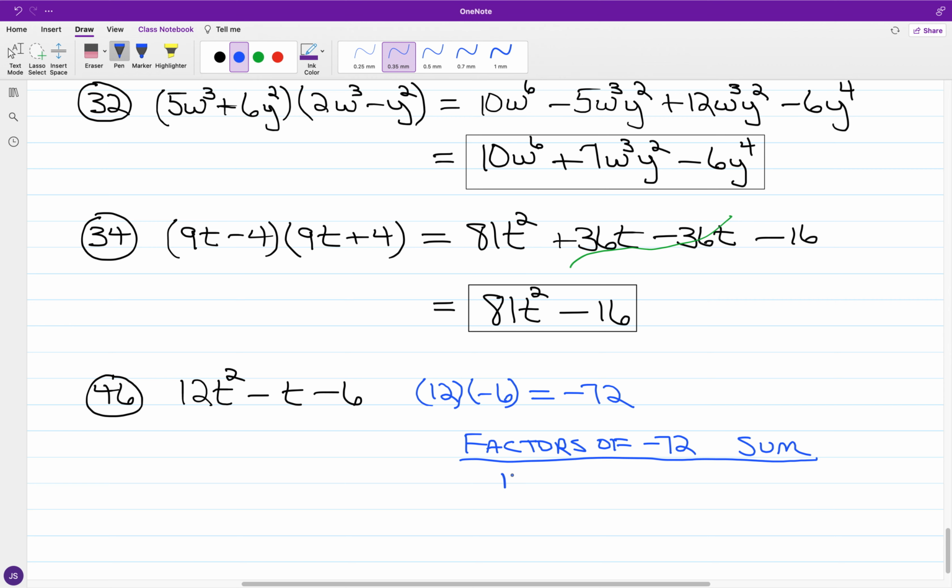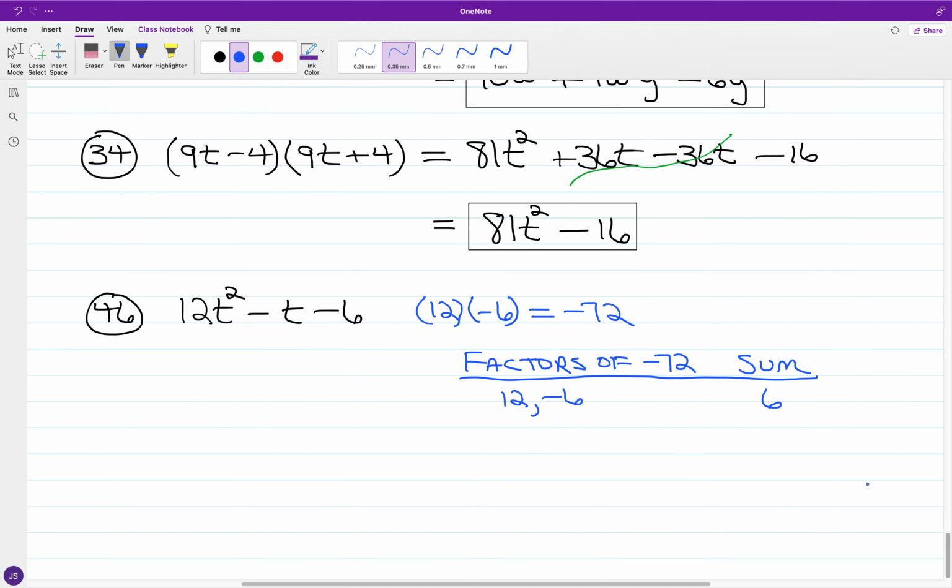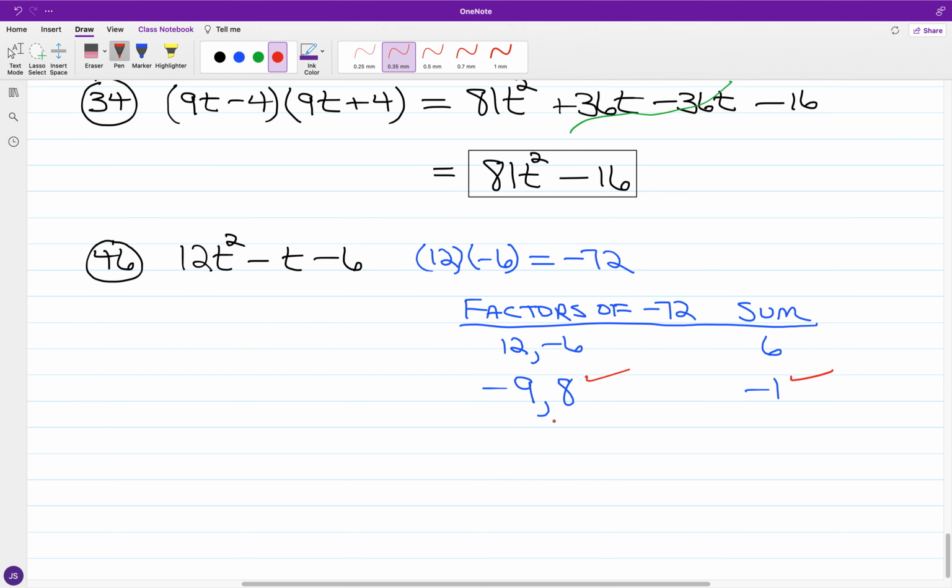Okay, so before I had 12 and negative 6, but these numbers add up to positive 6, but I'm looking at a negative 1 sum. And negative 72 does have quite a few factors, and the combination that will add to negative 1 will be negative 9 and 8. And the negative 9 and 8 can be coefficients of our t terms that will be used upon splitting negative t.